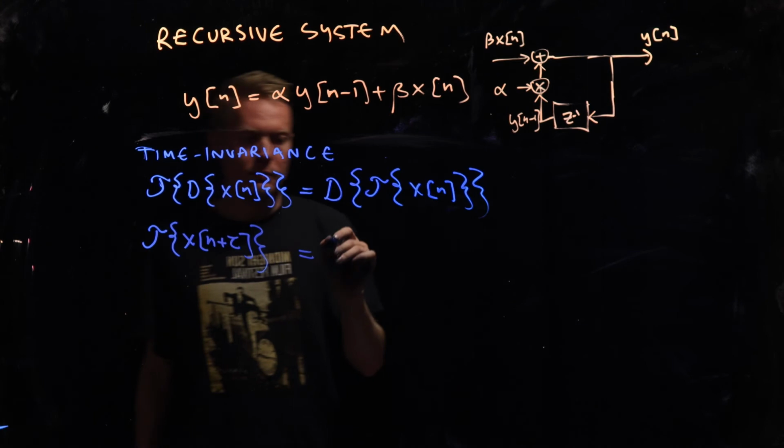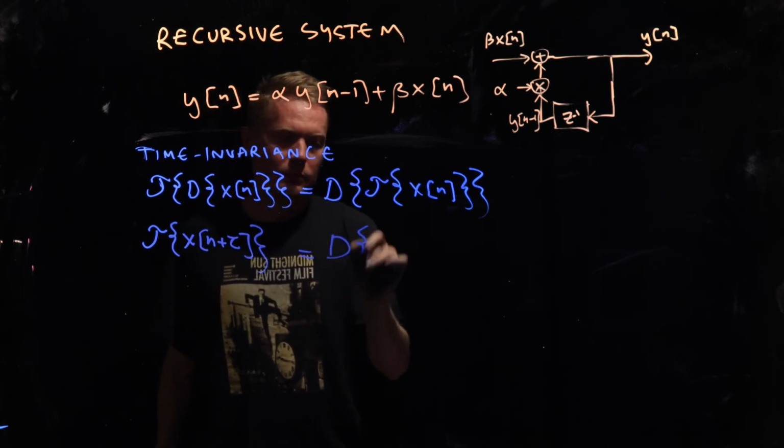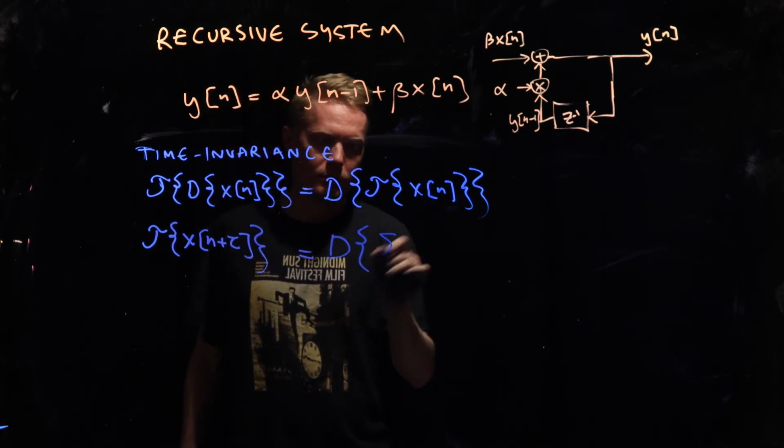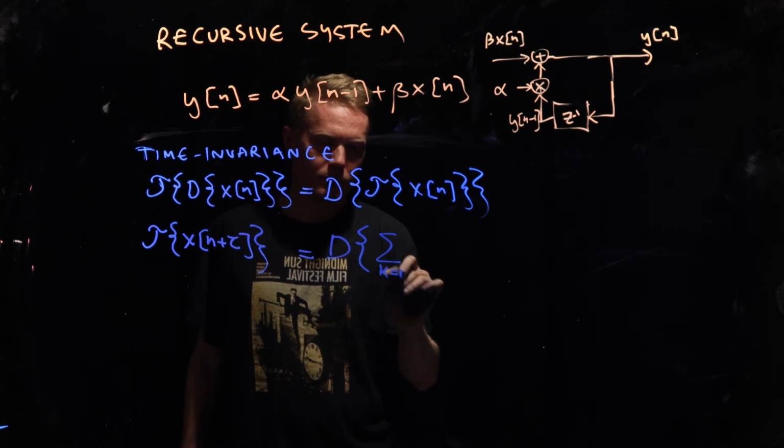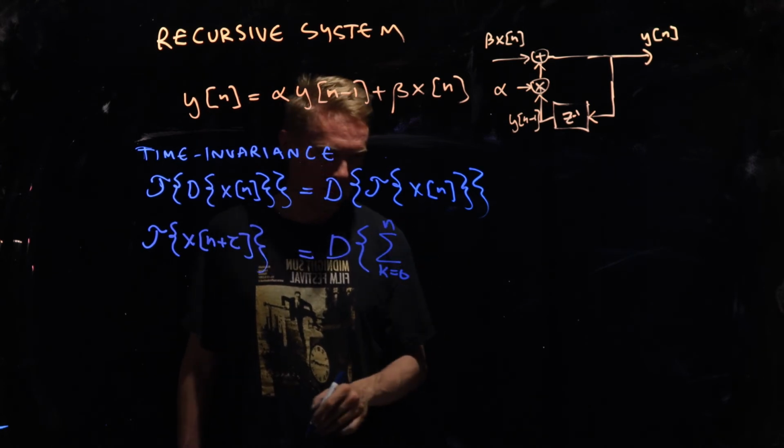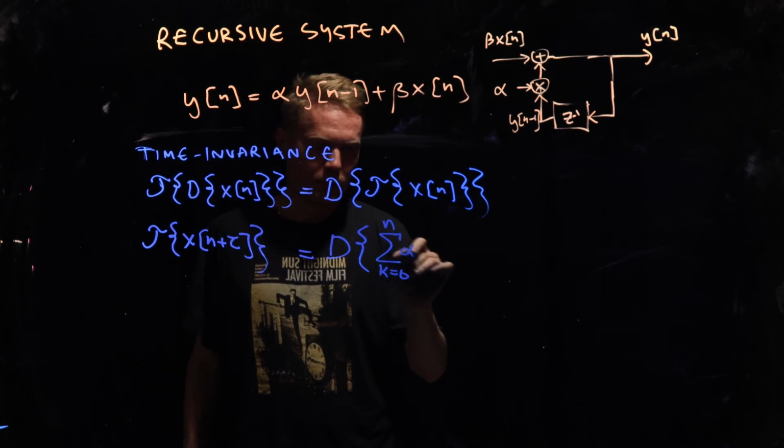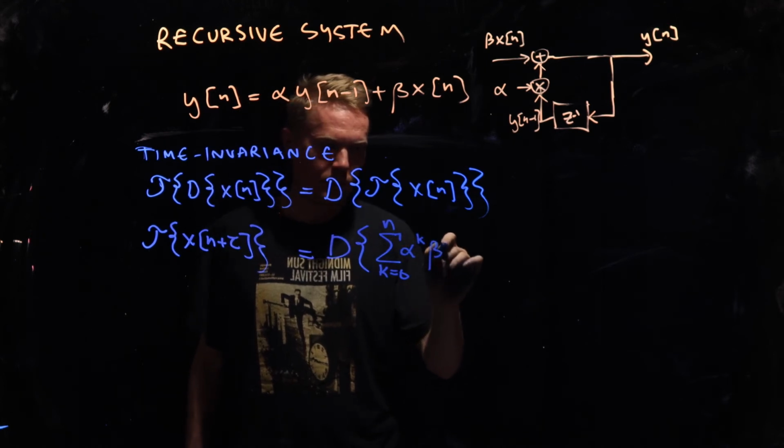Okay, let's evaluate the innermost system. So on the left hand side, we've evaluated the time shift. So the input signal x becomes x time shifted by tau. On the right hand side, we get the closed form solution for the recursive system.